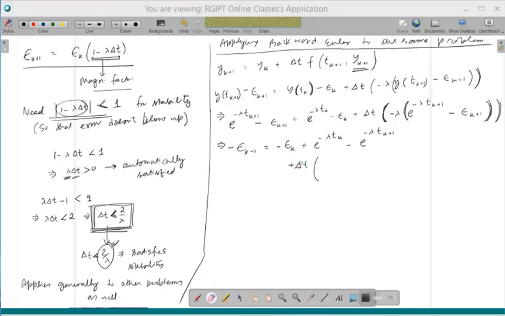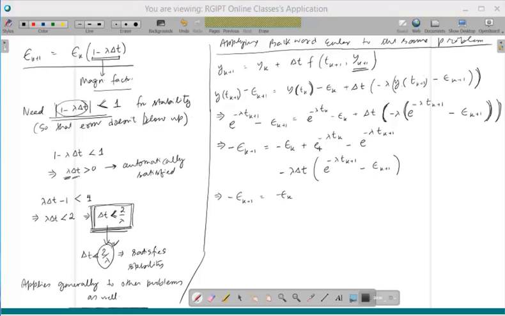lambda outside, so it becomes lambda delta t with a minus sign. So minus lambda delta t. Okay. E raised to minus lambda t sub k plus 1. Minus epsilon sub k plus 1. Okay. Let's see. All right. Minus epsilon k plus 1 is minus epsilon k.